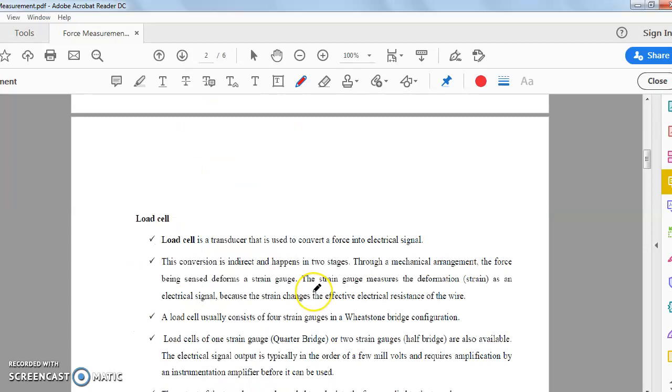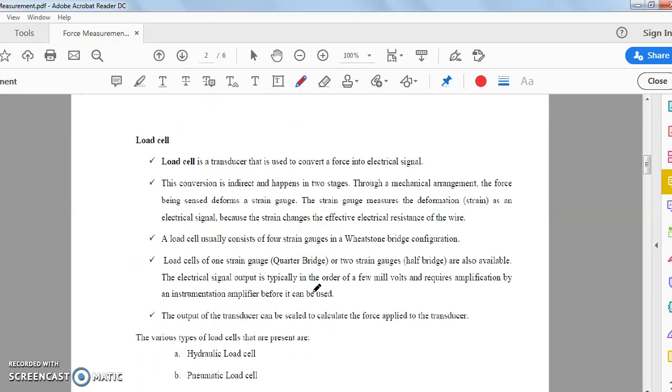Now, what is a load cell? A load cell is basically a transducer that is used to convert force into an electrical signal. What is the definition of a transducer? We already know: it is used to convert any non-electrical signal to an electrical signal. Here the load cell is also a transducer, and it converts the force, which is a non-electrical signal, into an electrical signal. The conversion is indirect and happens in two stages.